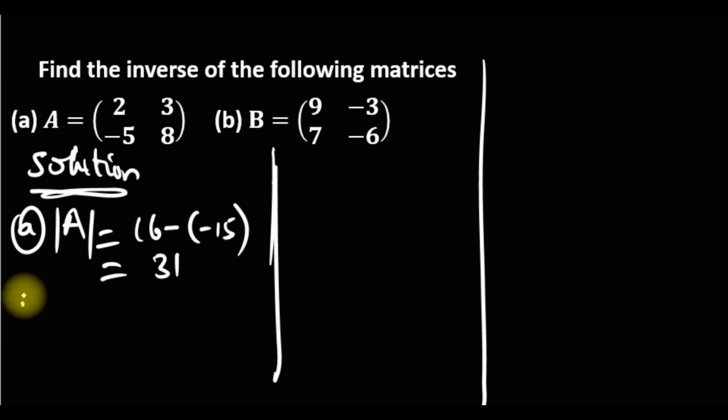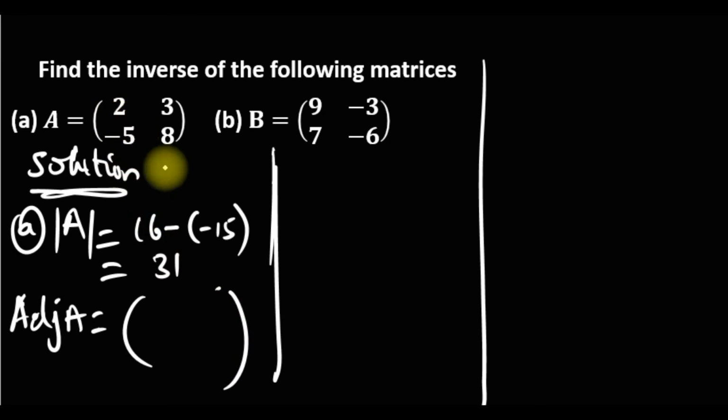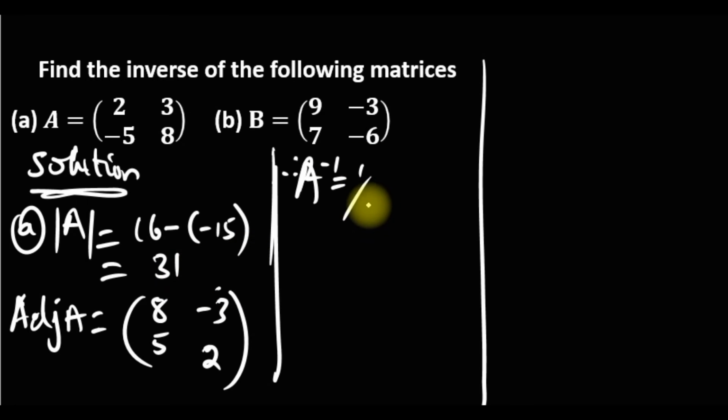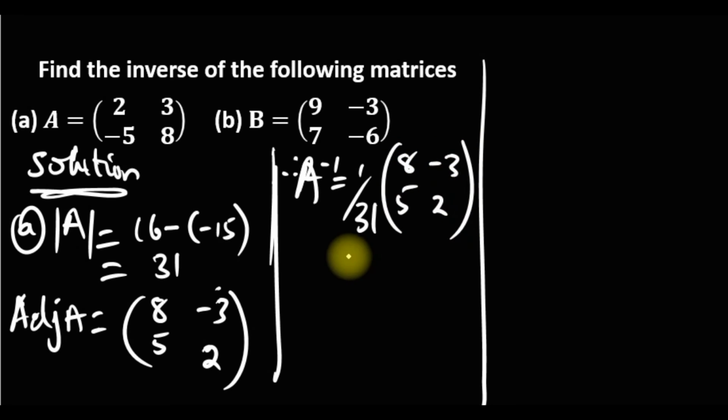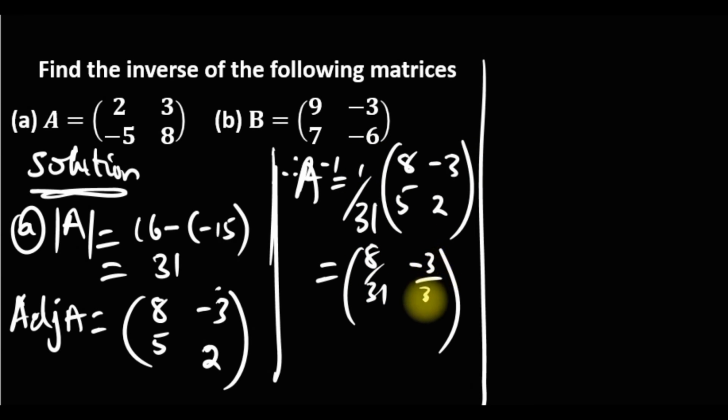So let's now find the adjoint. The adjoint of A, remember, is very simple. Swap the elements of the principal diagonal, and negate the other ones, which is 5 and minus 3. Therefore, the inverse we are looking for, A raised to minus 1, is 1 over 31 times 8, minus 3, 5, 2. And remember, this is just a scalar multiplication, so this multiplies each of the elements. So 1 over 31 times 8 is 8 over 31, minus 3 over 31, 5 over 31 and 2 over 31. So that's the inverse of the matrix.